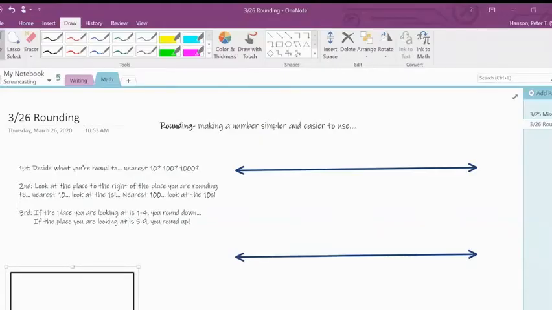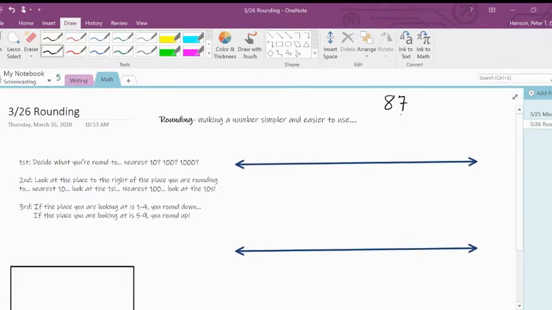Take the number 87, for example. 87 is a number that's got both tens and ones. When you're adding or multiplying, these tens and ones can make it much more challenging to add and subtract. So in this case, we really want to get rid of our ones.